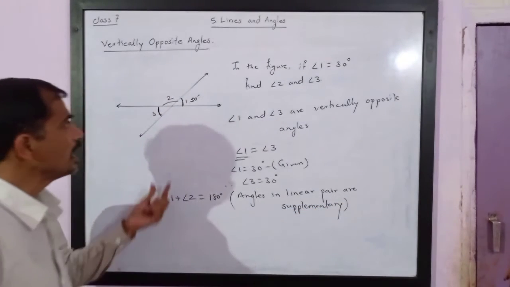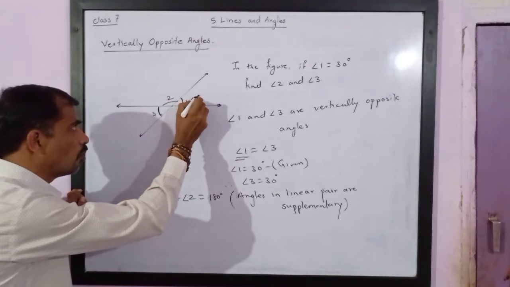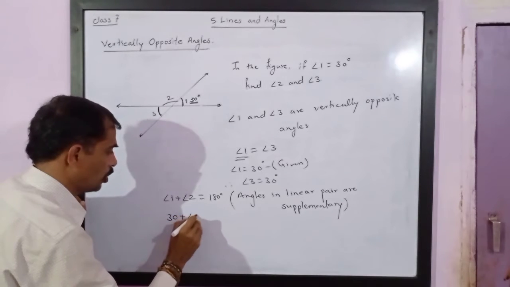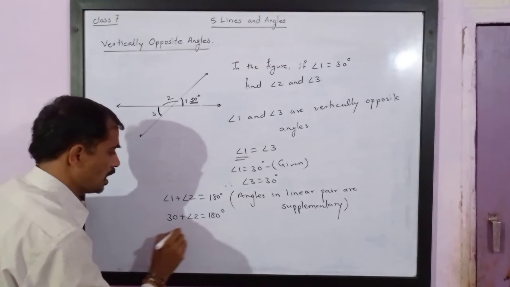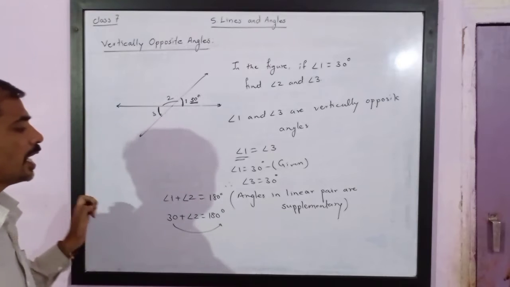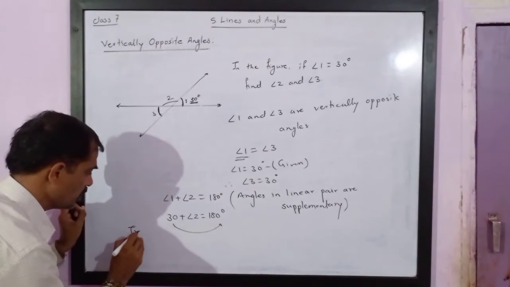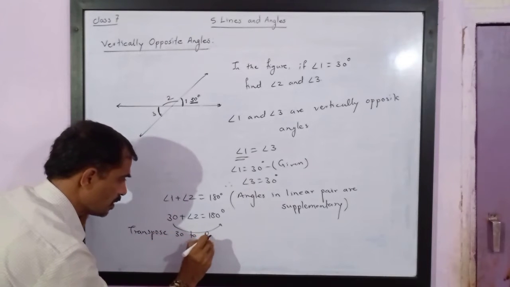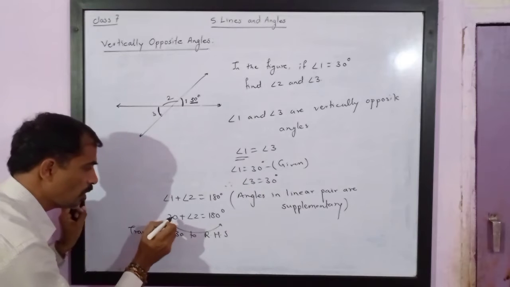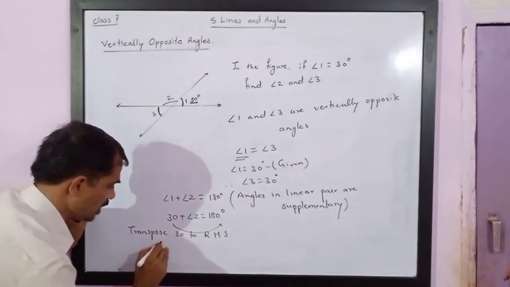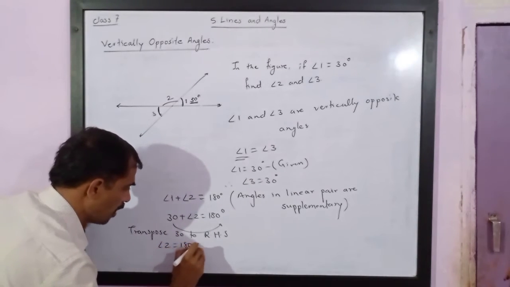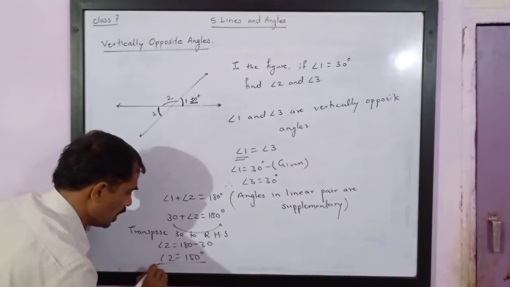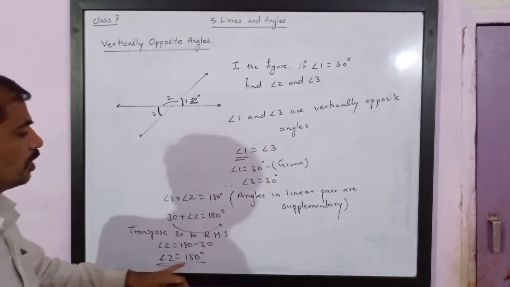Out of this, one of the angles is given to us as 30 degrees. This angle 1 is 30 degrees. Therefore, we will get 30 degrees plus angle 2 is equal to 180 degrees. Now, if you transpose 30 to the right hand side, it was positive, so if you transpose it, it will become negative. It means angle 2 is equal to 180 minus 30, that is equal to 150 degrees.